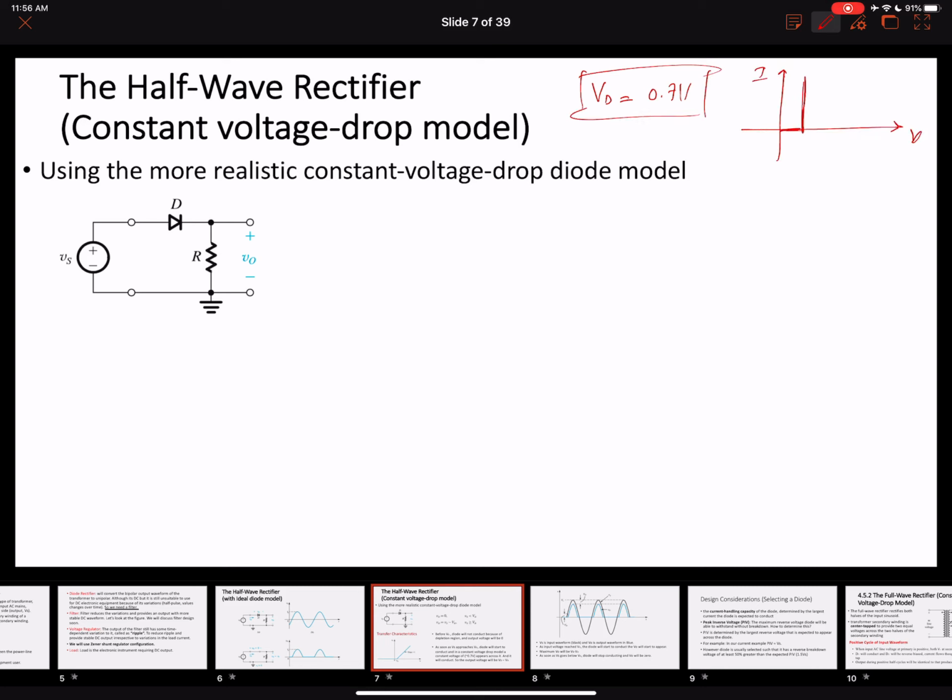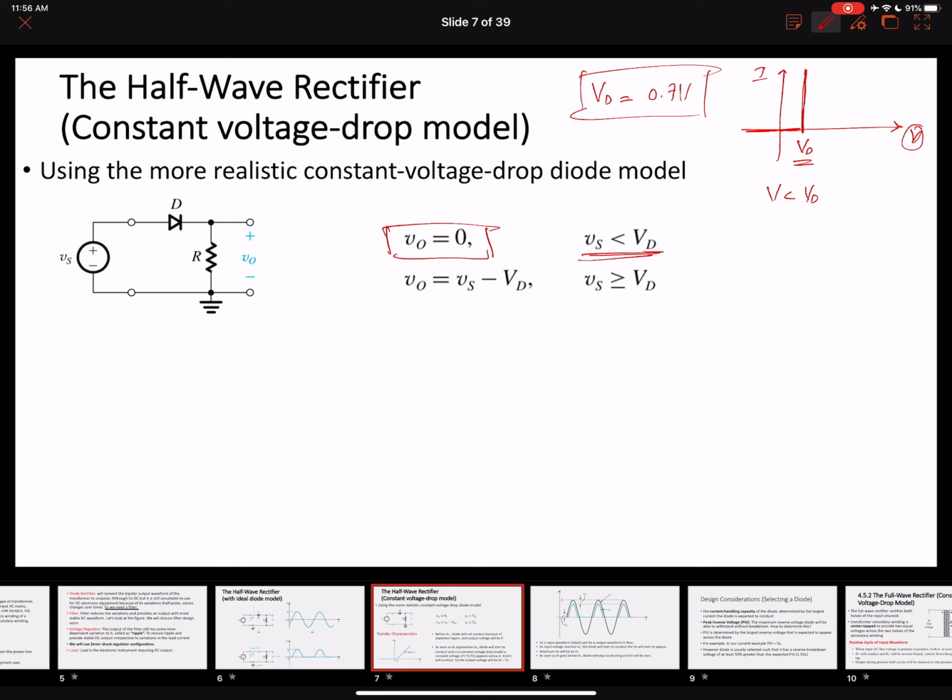It was something like this, right? So we saw that, and this was a VD. So as long as the voltage across the diode is less than VD, the threshold or barrier voltage, nothing will flow, and it will behave as an open circuit, right?